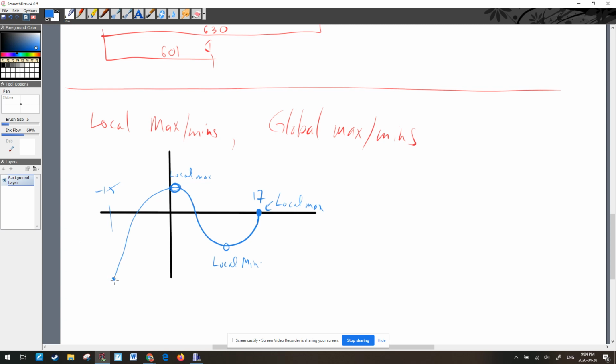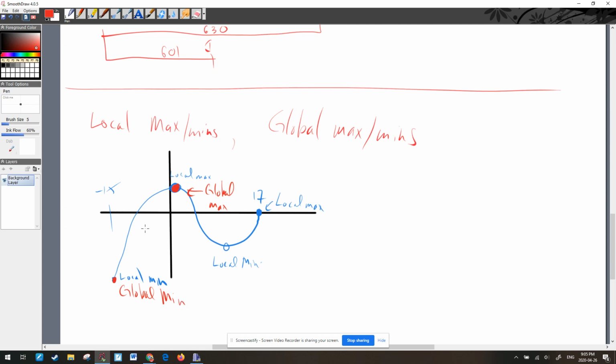Now, down here, clearly, this is also a local min. It's smaller or further down than anything else in its neighborhood. It's a local min. And global max and mins are the singular biggest and the singular smallest or most negative values that exist. So if we think about this one, the global max is this fella right here. Not only is it a local max, it is also a global max. And this one down here would be the global min, because it is the smallest.